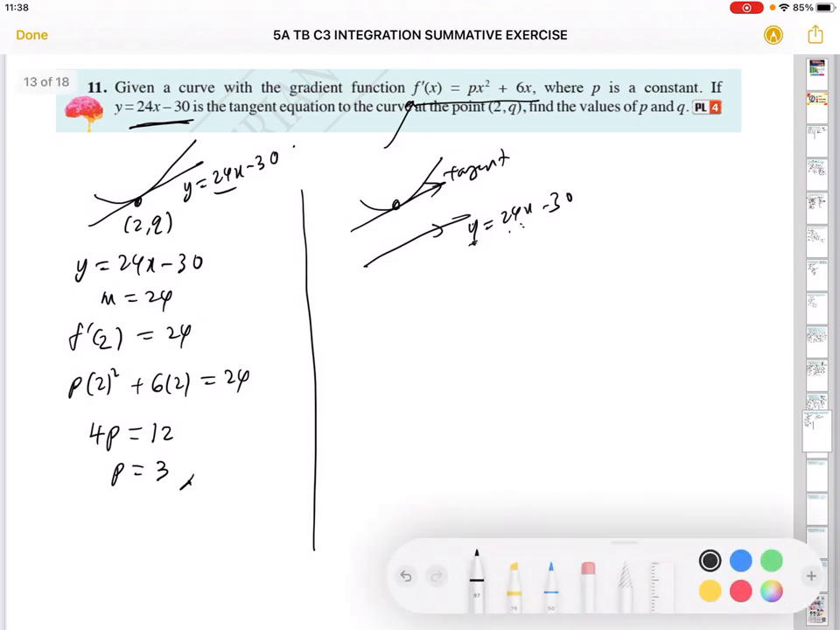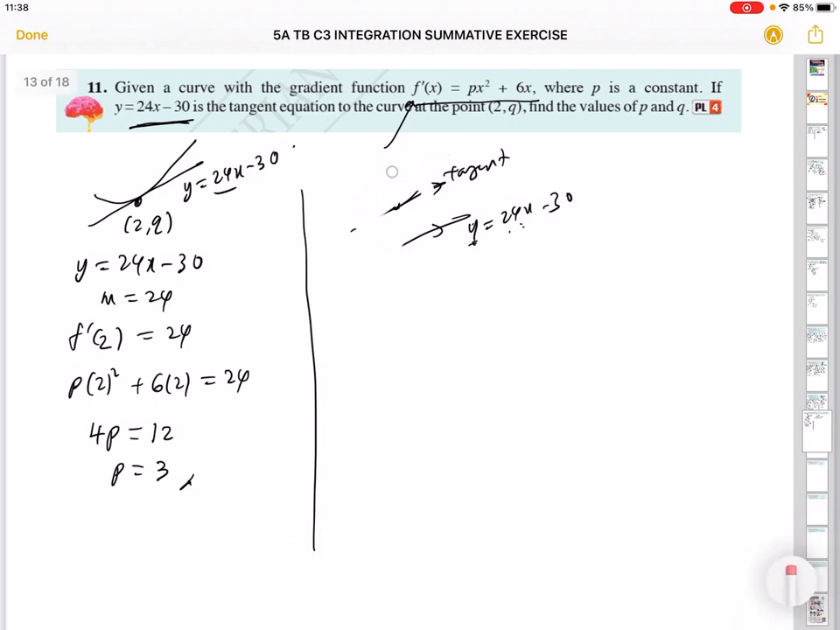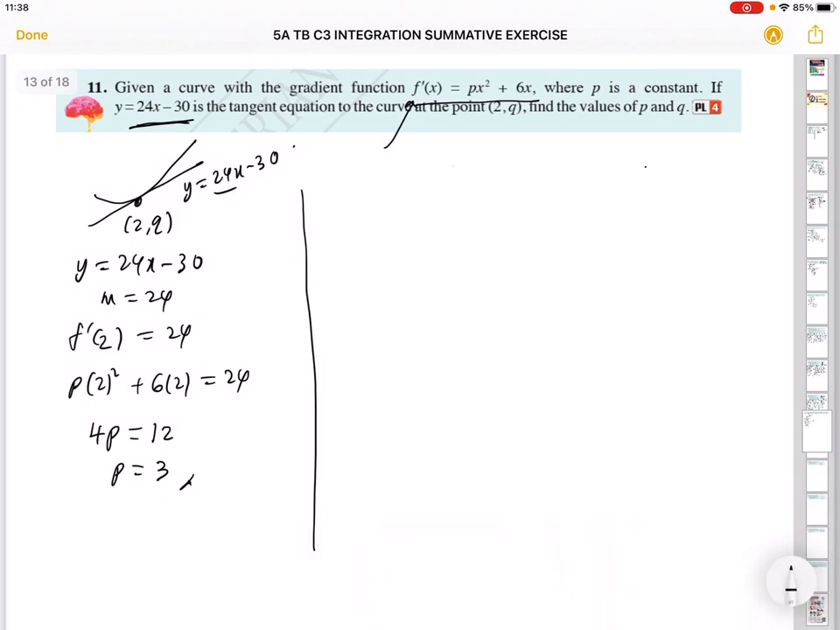But in this case, they already gave us. They already say that this is a tangent. So I think the question could be better. Yeah, they could say it's parallel instead, so you can find a different coordinate q. So since we know this, we just sub in 2 and q. So your y is now q. Your x is 2, sorry, 24 times 2, minus 30, q is 48 minus 30, which is 18, yeah? So there is no integration, it's just differentiation.